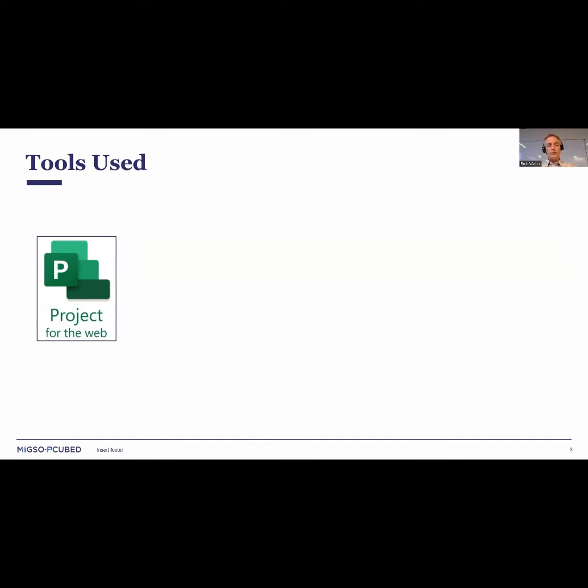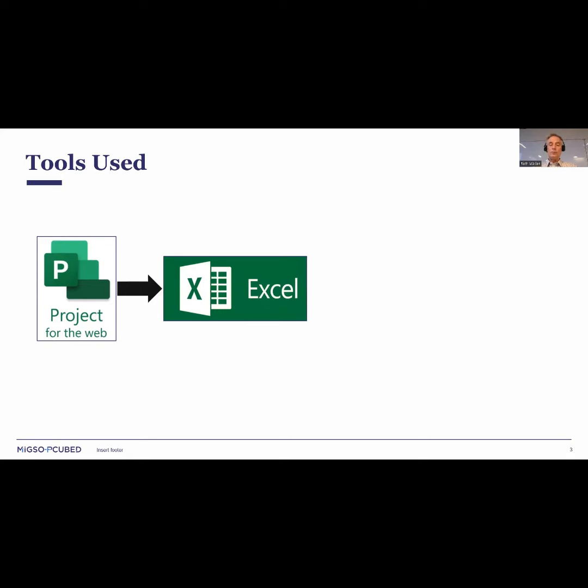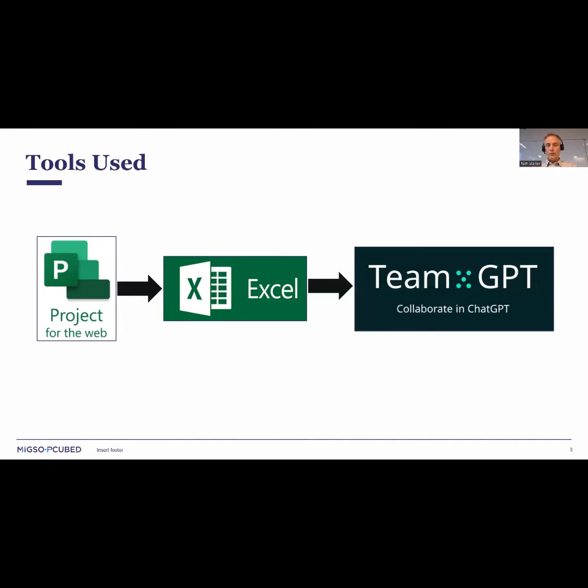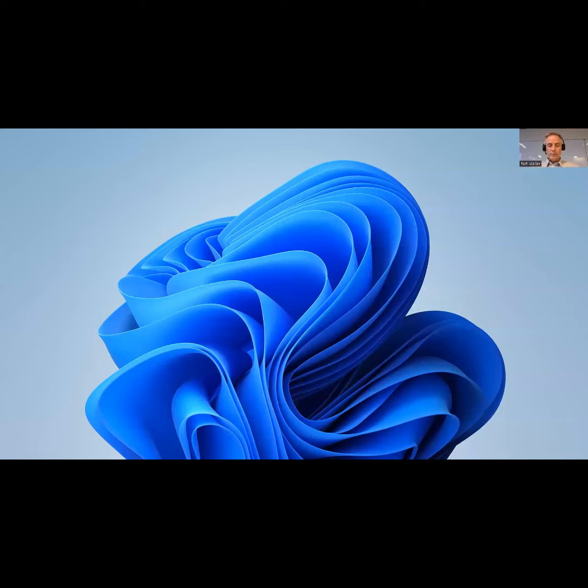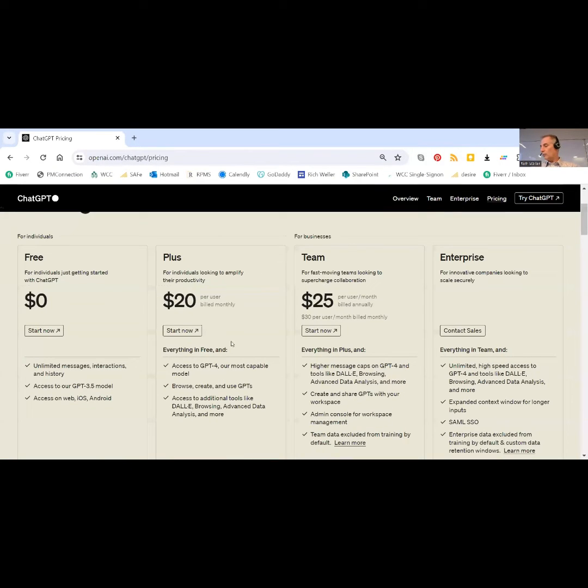We are then going to extract that information from Project for the Web into Microsoft Excel. We'll manipulate that information a little bit in Excel, and then we'll take that Excel file and upload that into Team GPT. This Team GPT is the ChatGPT for Teams usage. It's actually a different license. Let me show you why I prefer to use this.